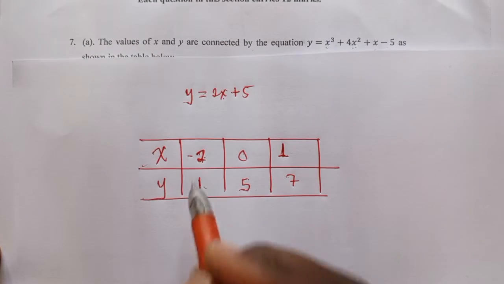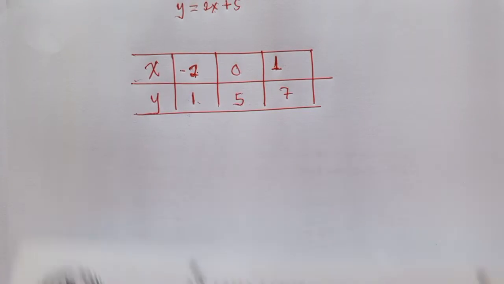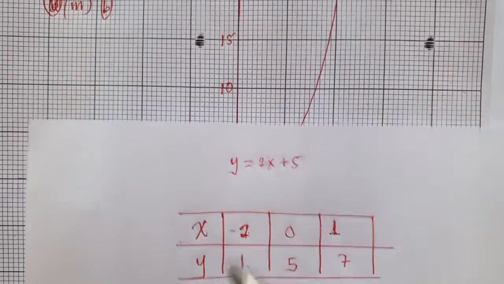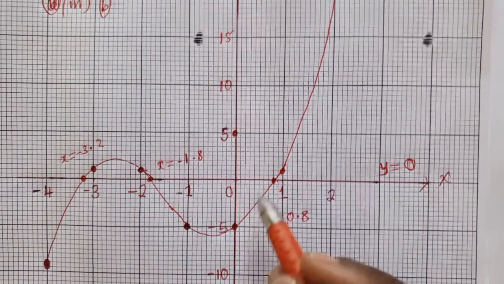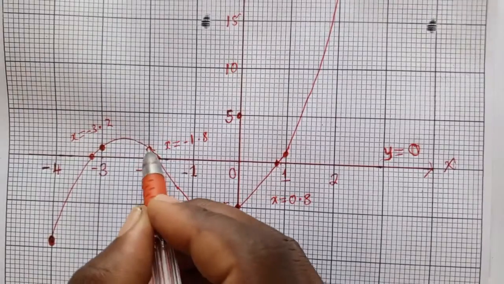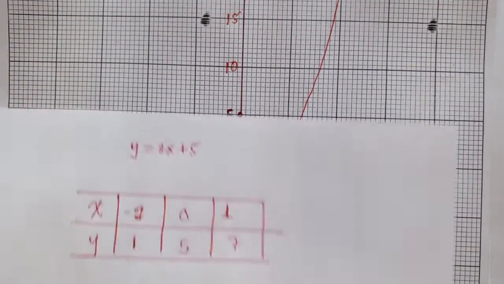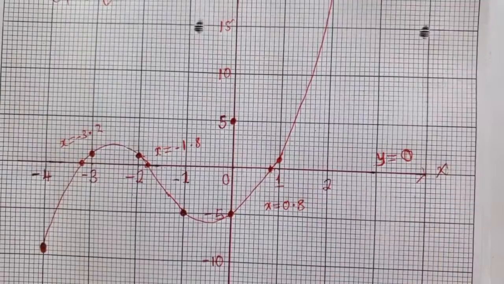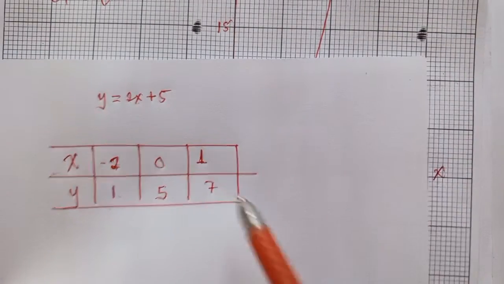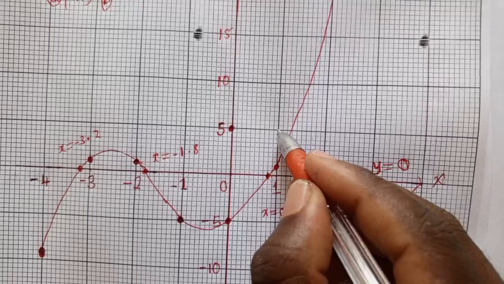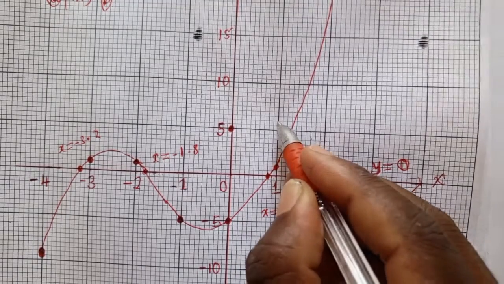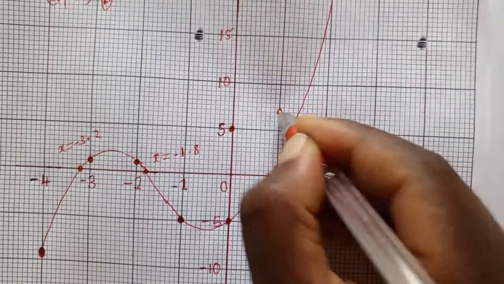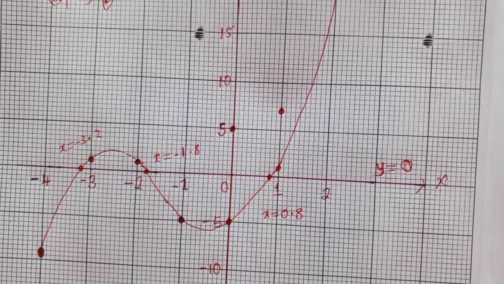So now these are the coordinates I need to plot. Let me start with the first one. The first one here is negative 2, 1. Negative 2 here, 1, it's here. Okay? The next one, 0, 5. 0 is here, 5 is right here. The next one is 1, 7. 1 is here. 7, 5 is here, 5.5, 6, 6.5, 7. So it's right over here. So I've got 3 points: 1, 2, 3. So now I'll get my ruler.